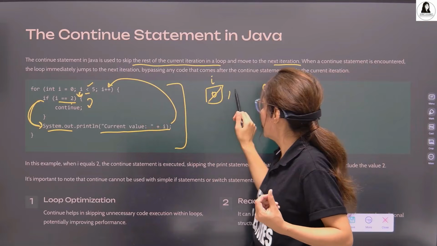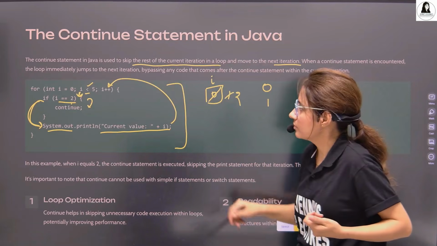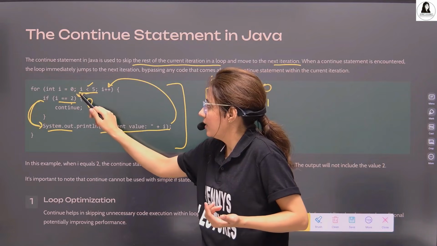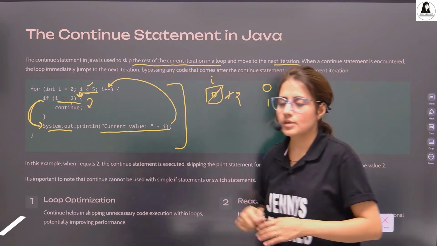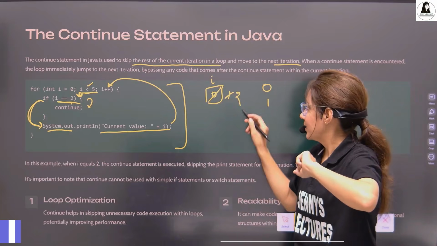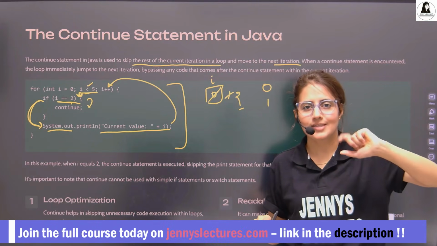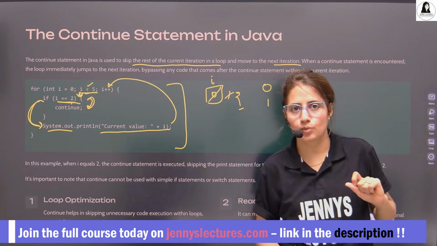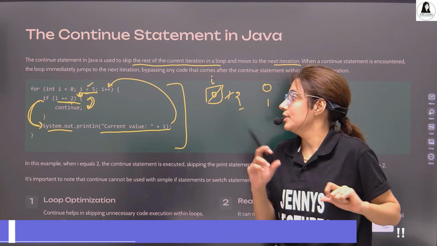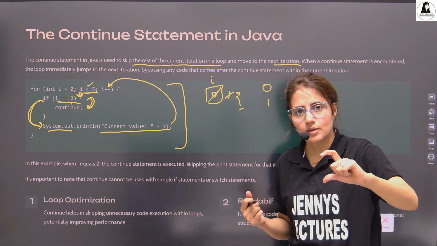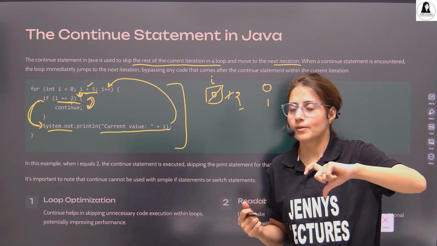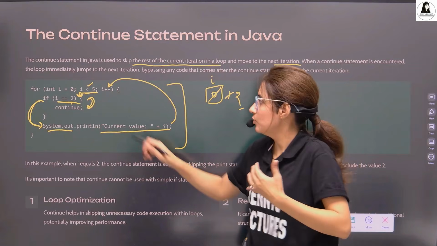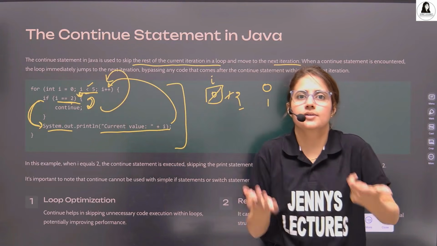Again I plus plus. Now I becomes 2. Is this condition true? 2 less than 5? Yes. Again we enter into this loop. Now is this condition true? Yes, because I is 2, and 2 equal to 2, the condition is true. Enter here within this if block. Within this if block, what is there? Continue statement. Continue means skip this iteration. For this loop, skip this iteration and directly jump to I plus plus for the next iteration.